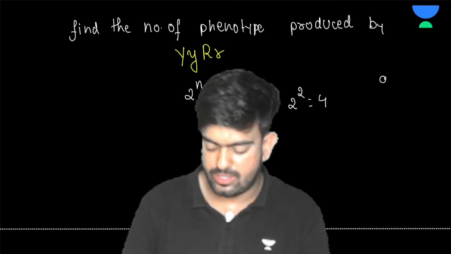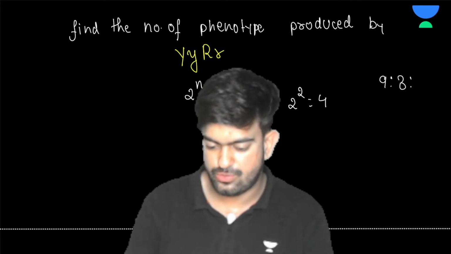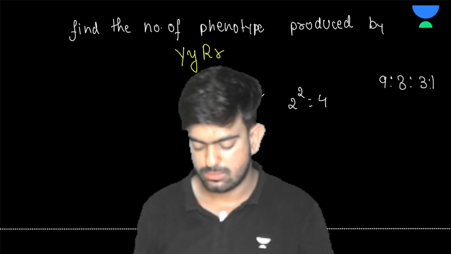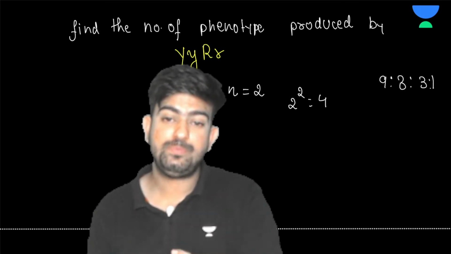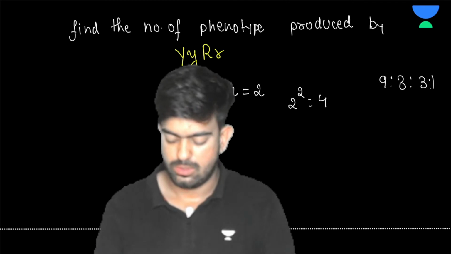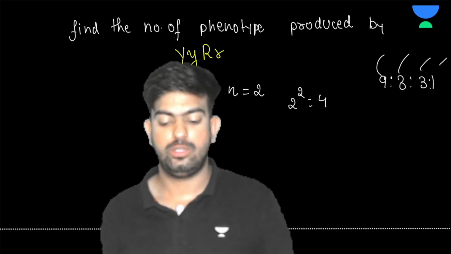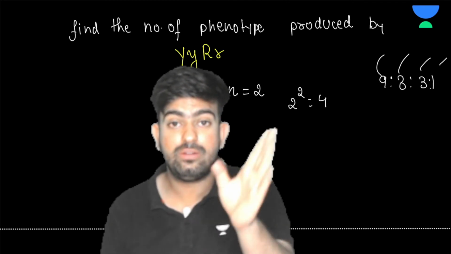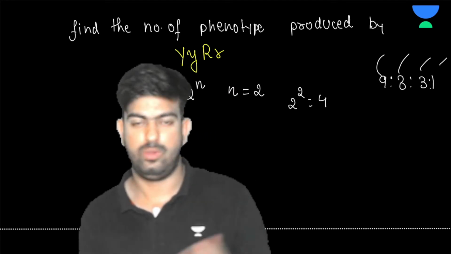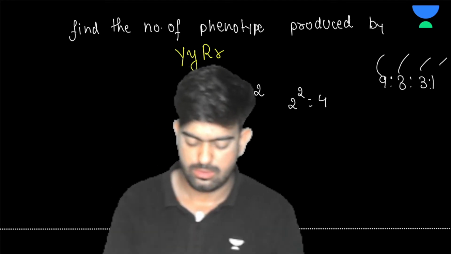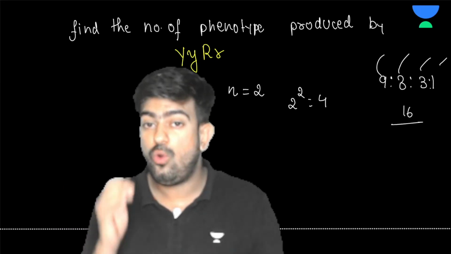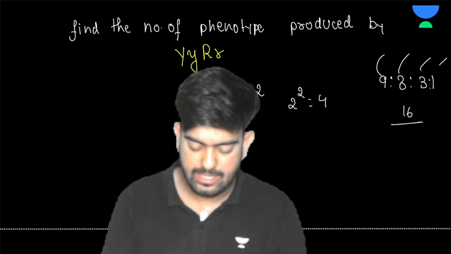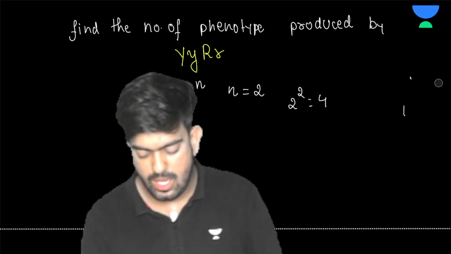Did you remember we studied 9:3:3:1? In this, how many types of phenotype are produced? 1, 2, 3, 4. Don't say 16. 16 is not the phenotype, it's the number of progeny. 16 is the number of progeny. 4 is the number of phenotypes. Clear? Okay, now let's move on.